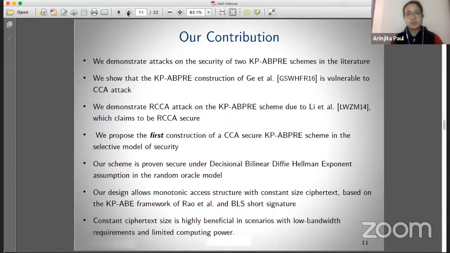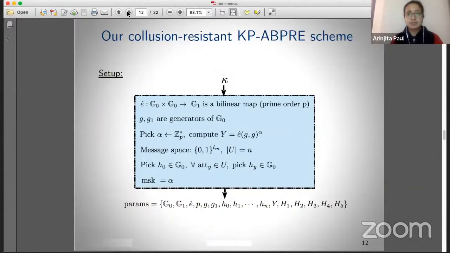So prior to our work, there were two attempts made by Ge et al. and Lee et al., who claim to achieve CCA security and RCCA security respectively. We show that both the schemes are actually vulnerable to a CCA attack and an RCCA attack respectively. And we also propose the first construction of a CCA secure KP-ABE-PRE scheme, however, in the selective model of security. And this is secure under the decisional bilinear Diffie-Hellman exponent assumption. Our scheme is based on the KP-ABE-PRE framework of Rao et al. and BLS short signatures. So I'll be just briefly going through how our scheme looks.